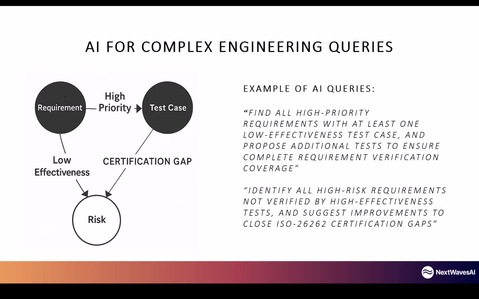The next question is interesting as well: identify all high-risk requirements not verified by high effectiveness tests and suggest improvements to close ISO 26262 certification gaps. Again, it is a matter of first finding the right data, but then trying to analyze this data against regulations like ISO 26262 and trying to improve the test coverage. These are two examples of engineering questions that traditional search and query systems will struggle with. And this is where AI, especially when guided by intent and structure, can make a big difference.